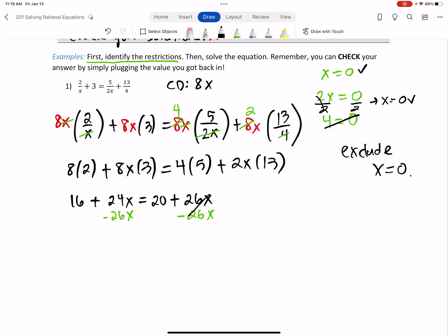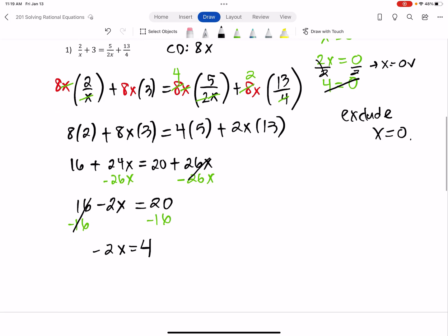On the right-hand side, the 26x's cancel. I have 24x minus 26x gives me negative 2x, and 16 minus 2x equals 20. I want to move the numbers to the other side, so subtract 16 from both sides. Negative 2x is 20 minus 16 makes 4. Divide both sides by negative 2, and I get x equals negative 2.